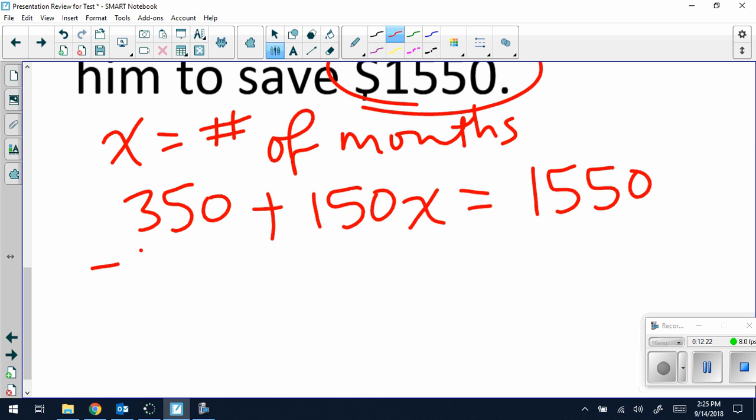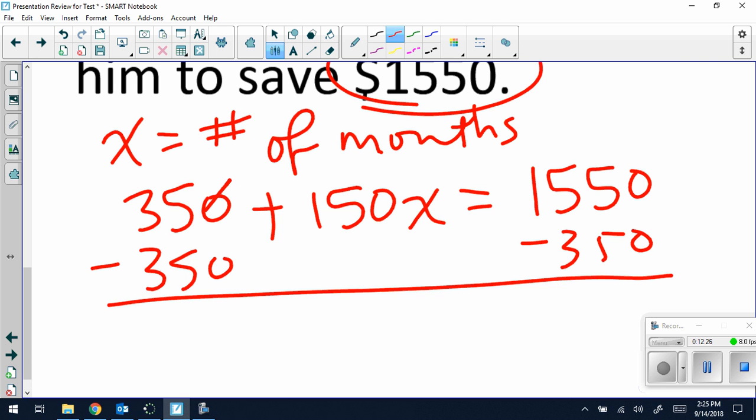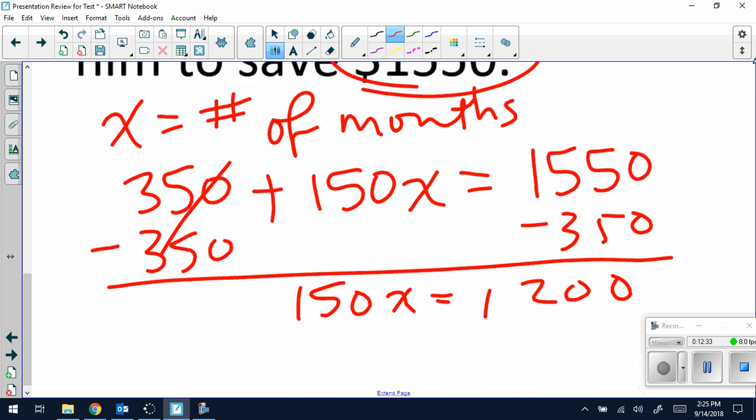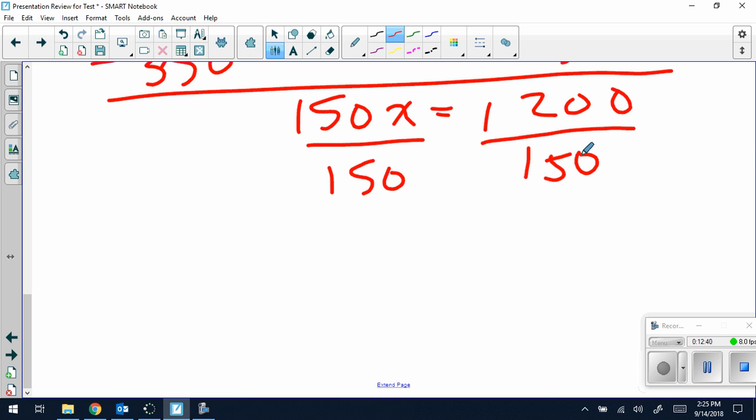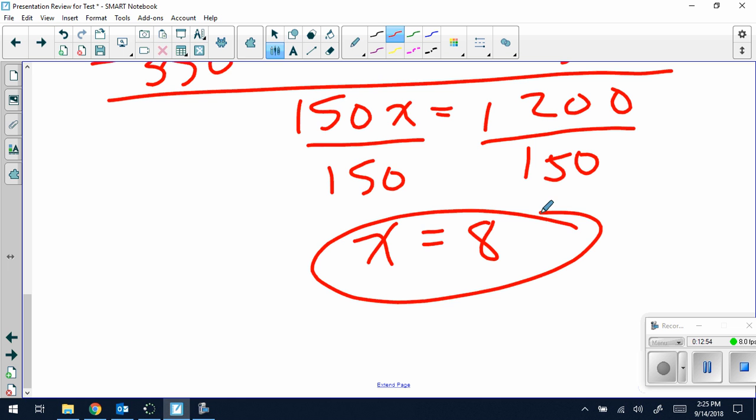And then I just have a 2-step equation. So subtracting 350. Zero, zero, 2, 1,200. And dividing by 150. So I'm going to get x equals, and when I do 1,200 divided by 150, or 120 divided by 15, I'm going to get 8. So 8 months.